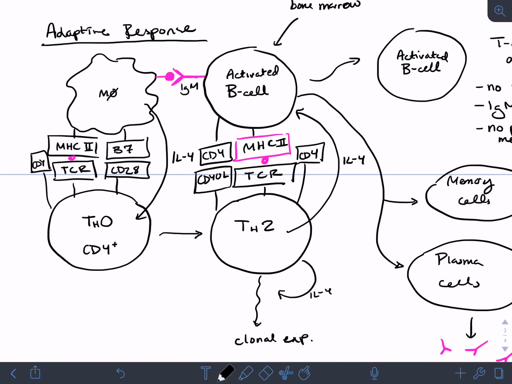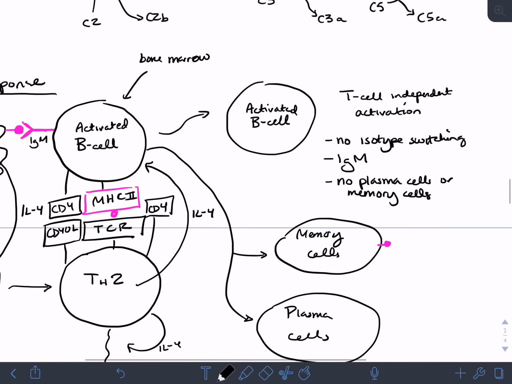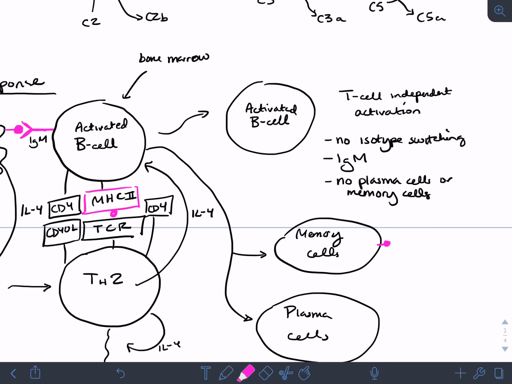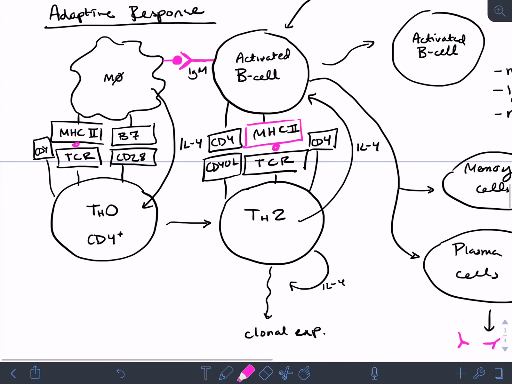Okay, now this, in the absence of T cells, is going to be called T cell independent activation, which is very limited in what it can do. But in the presence of T cells, the macrophage, in addition to activating your B cells, is also going to activate your T helper 0 cells. And the way it's going to do that is the same way it did in your viruses. Okay, your T cell receptor is going to find the MHC2, your B7 is going to find the CD28, and then the macrophage is going to release IL4, which is going to differentiate your TH0 into TH2.